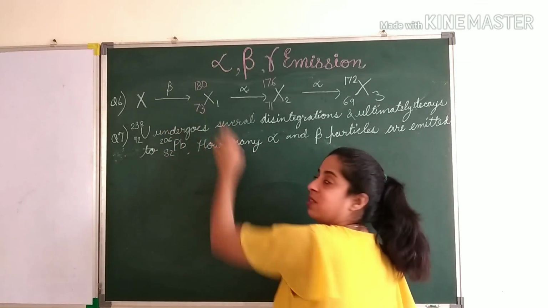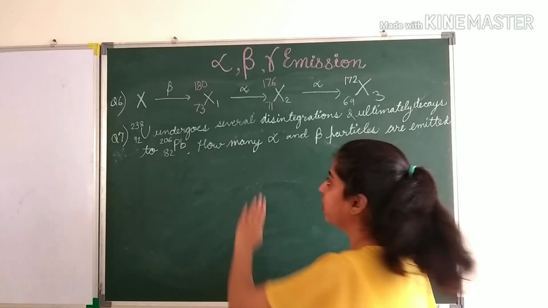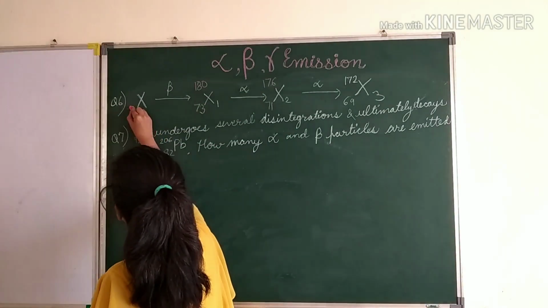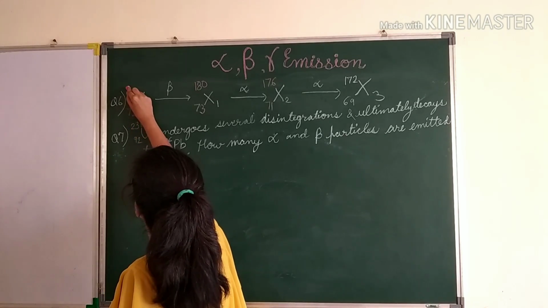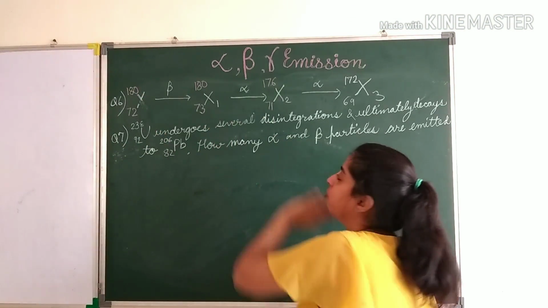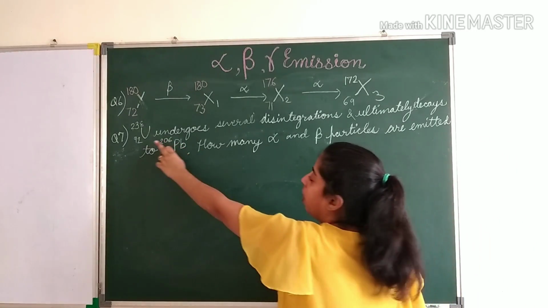Now here it's a beta particle. बीटा में हम +1 ऐड करते हैं, 1 ऐड करते हैं, बट उल्टा जा रहे हैं तो 1 हम सब्ट्रैक्ट करेंगे, तो ये बनेगा 72 and this remains same. Okay, this is how we'll do this sum. Now let's have a look at these type of sums.